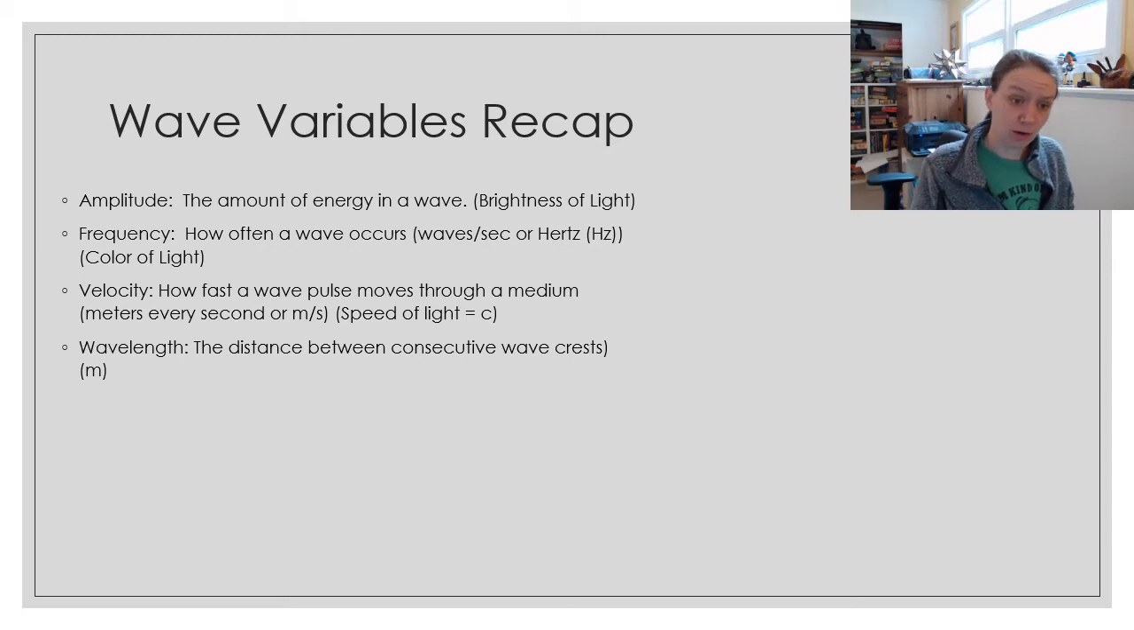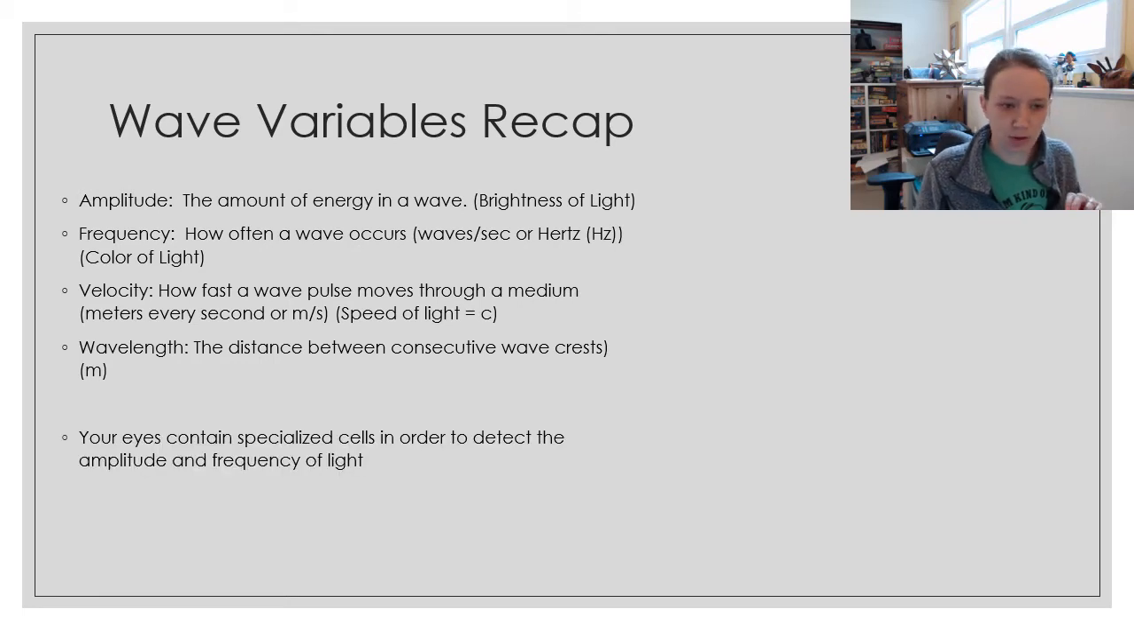The other wave variable is wavelength, which is the distance between consecutive wave crests, and it is measured in meters. And we use the wave equation, which is wavelength equals velocity over frequency, to calculate the relationships between those three wave variables. Your eyes contain specialized cells which help you detect two of those variables, the amplitude and the frequency of light.